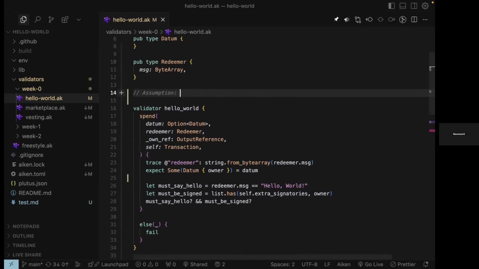This is an assumption, unless it's verified. It's verified, but it's an assumption that a lot of people will have, because they don't understand what a validator is really doing. That makes sense.